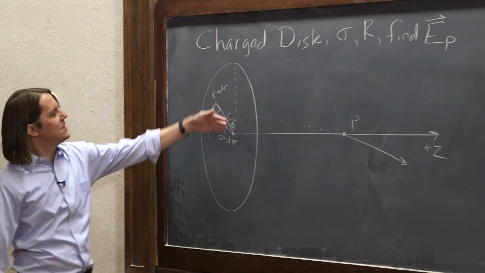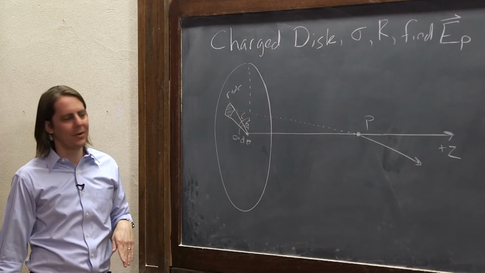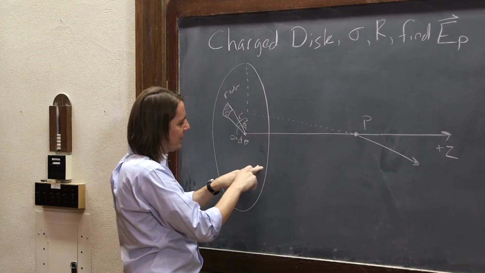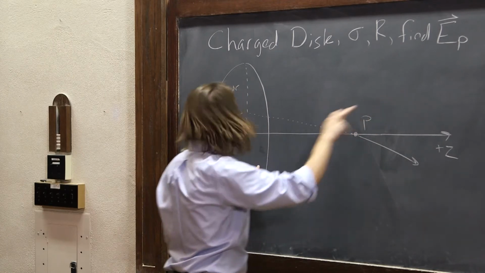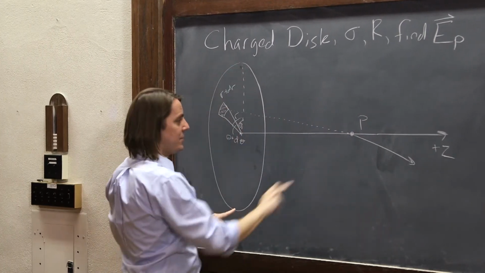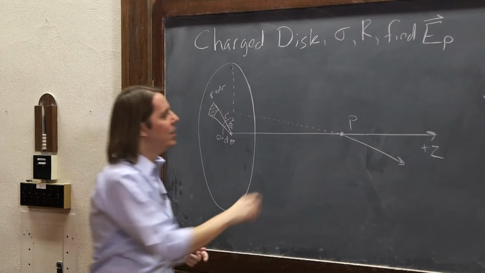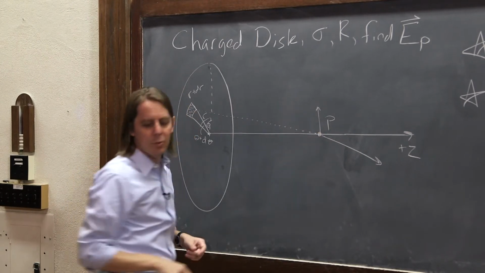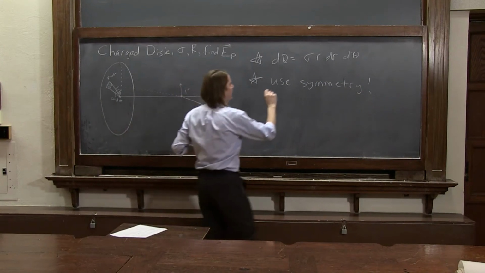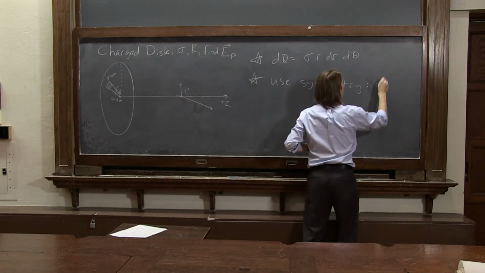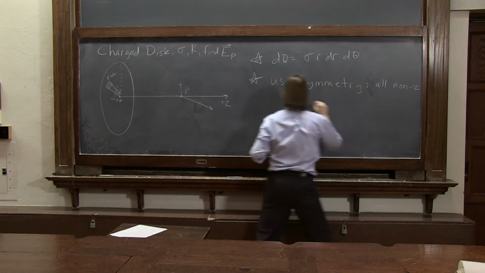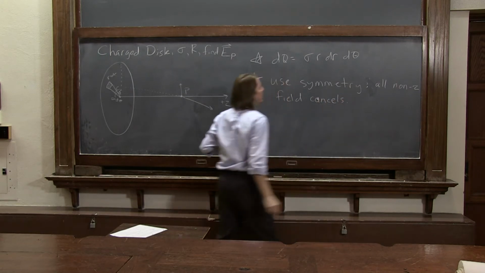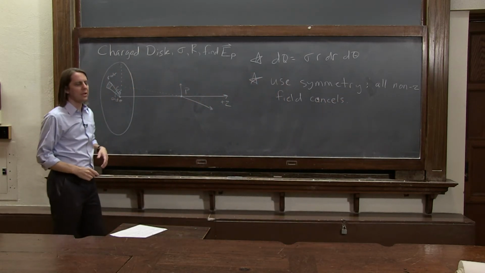And actually, in this case, it's even more complicated. It's going kind of into the board. But we also know that somewhere else around the disk is another charge that would make one pointing like that. And this would make one pointing down, and this would make one pointing up. And those would all cancel. This component of the field for all these different ones would cancel, and you'd only be left with a z component. So use symmetry, and what it tells us is all non-z field cancels. So when we do this calculation, we only have to consider the z component.